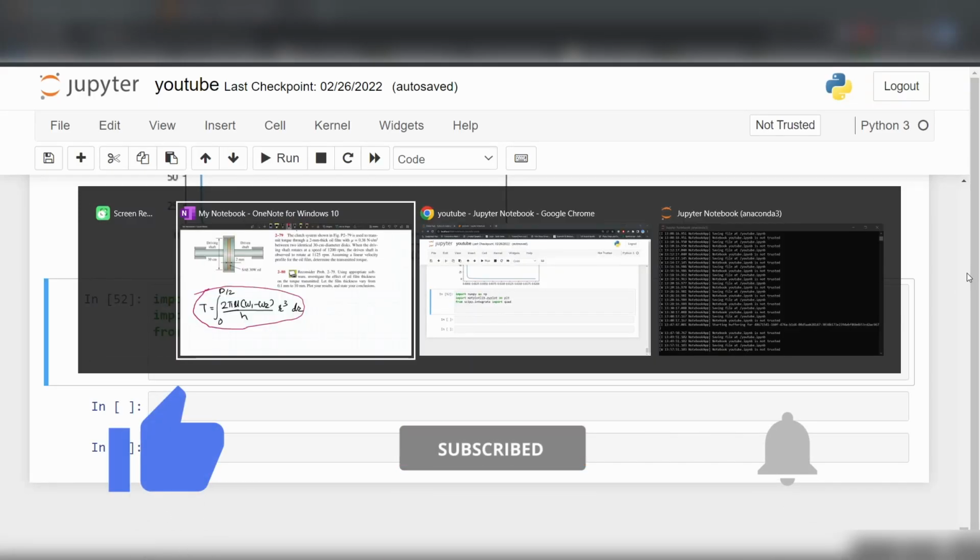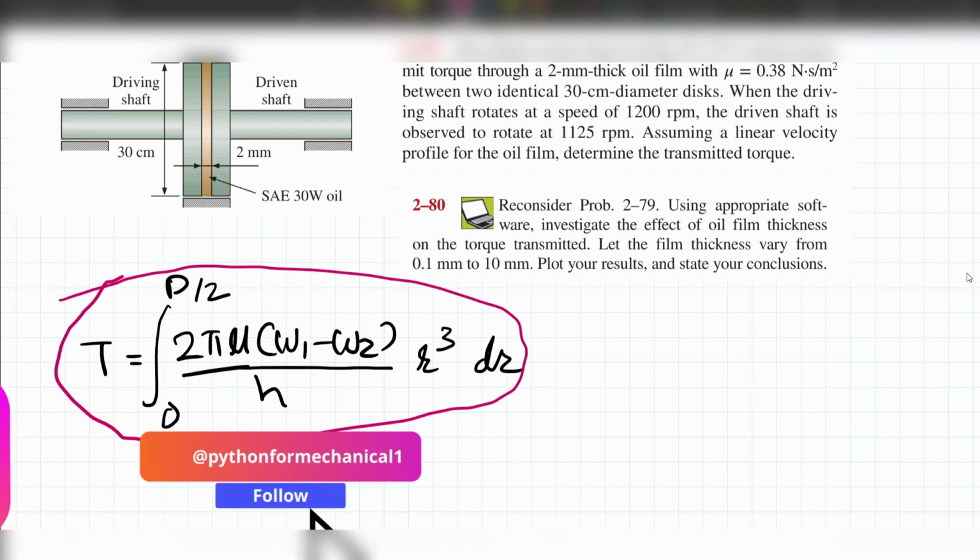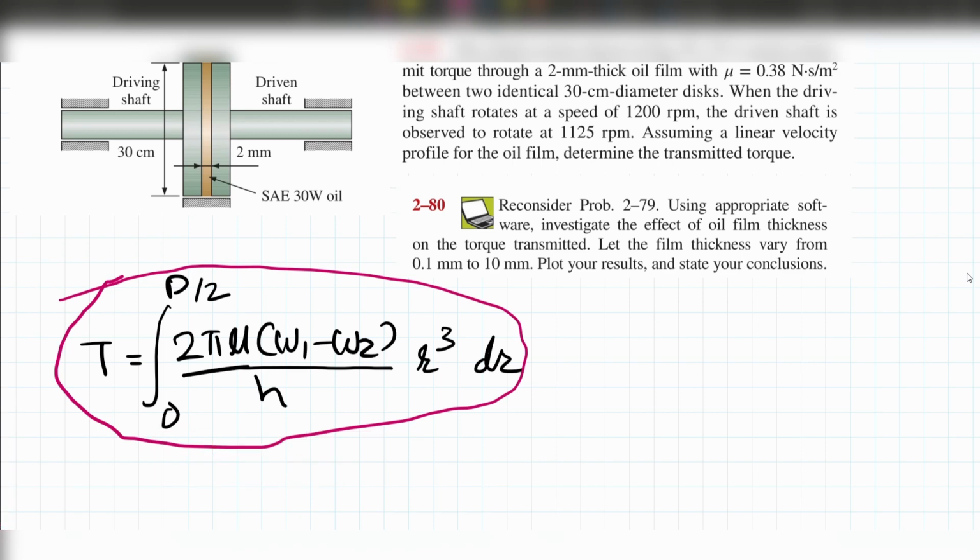Hello, today we will discuss how to integrate this kind of equation in Python code, and we will see the effect of this problem. In that, the plus system flow is shown in this figure. There is one driving shaft and one driven shaft. In between them there is SAE 30W oil with different thickness. We have to find out the minimum thickness we require, and determine the torque transmitted by this lubrication effect.